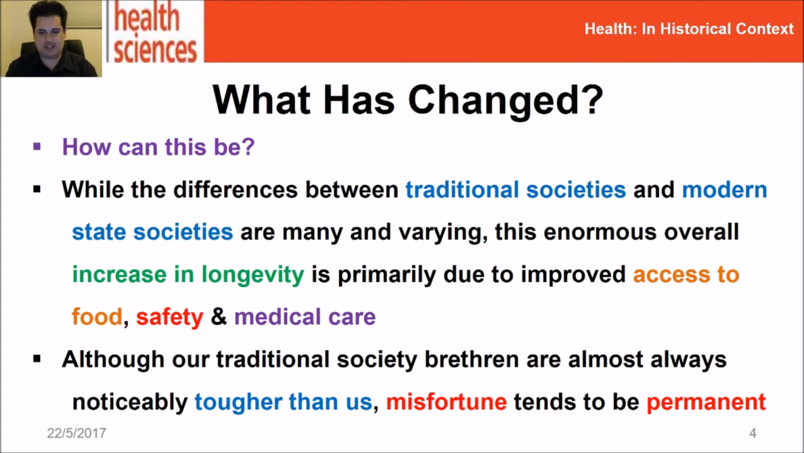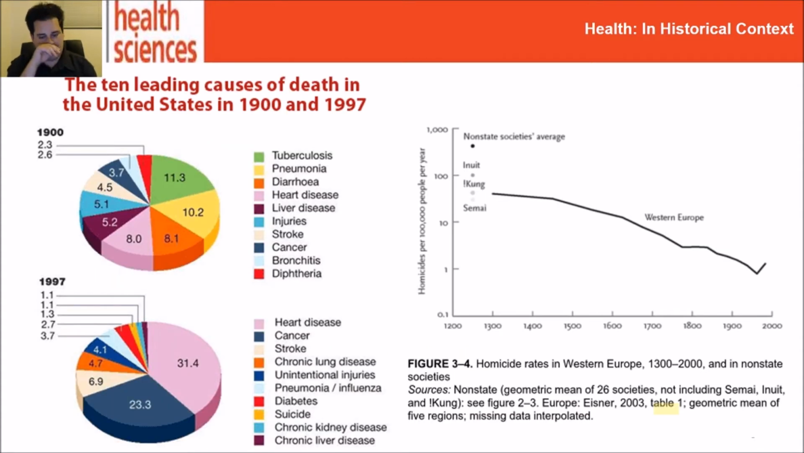Although our traditional society brethren are almost always tougher than us, you can even compare that to modern people who live in hunter-gatherer communities, like in New Guinea. But when in a hunter-gatherer community you encountered misfortune, it tended to be permanent. We're very good at putting ourselves back together and hedging our risks in the modern world. So just to give a quick comparison there.